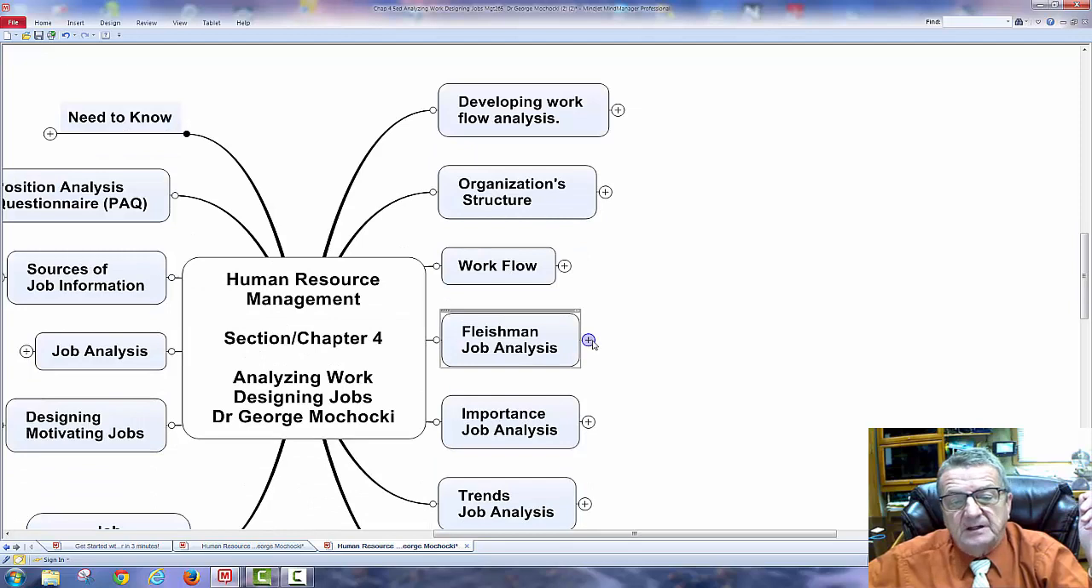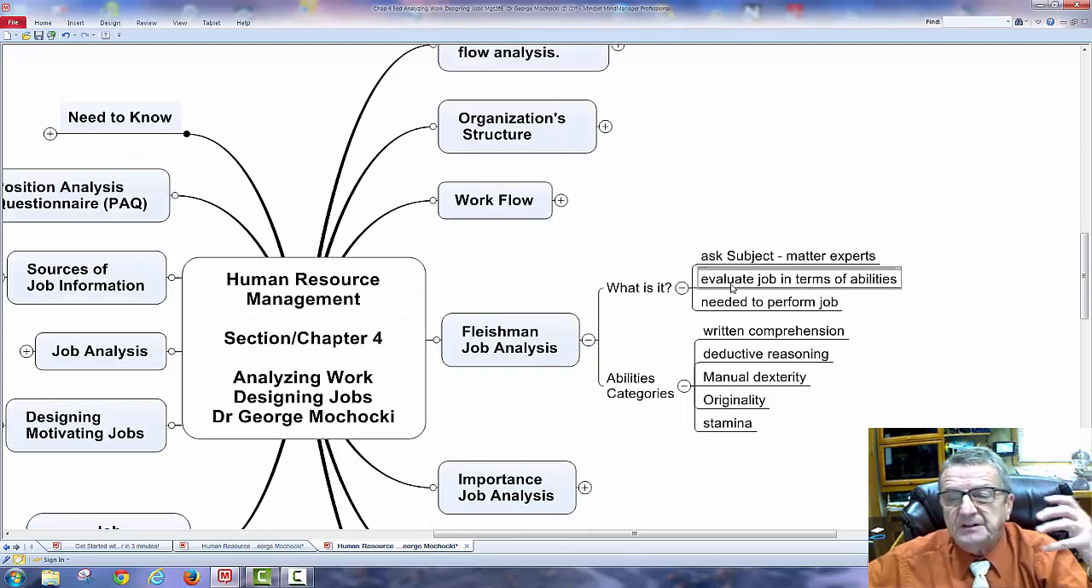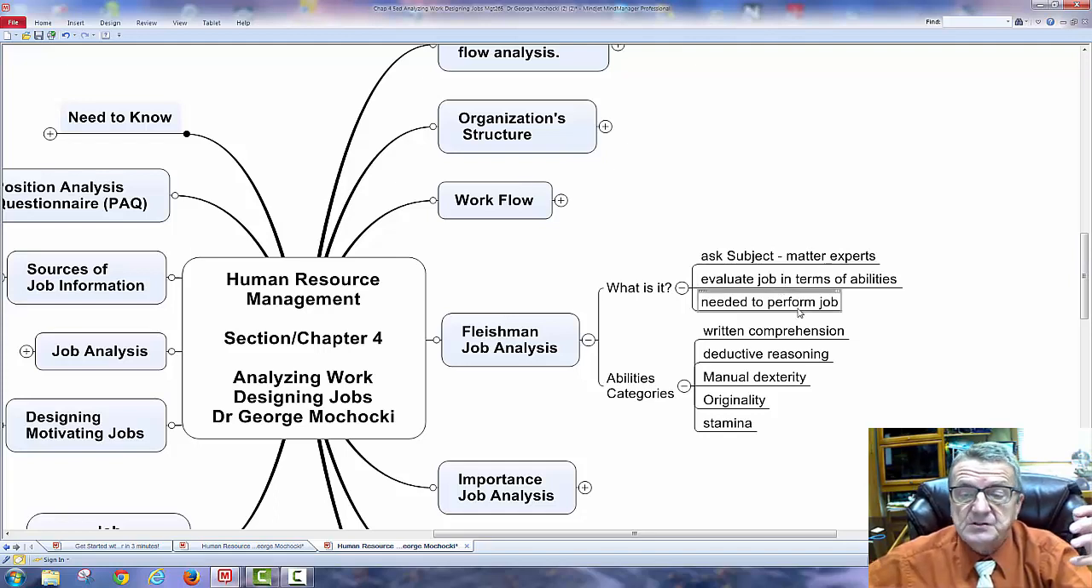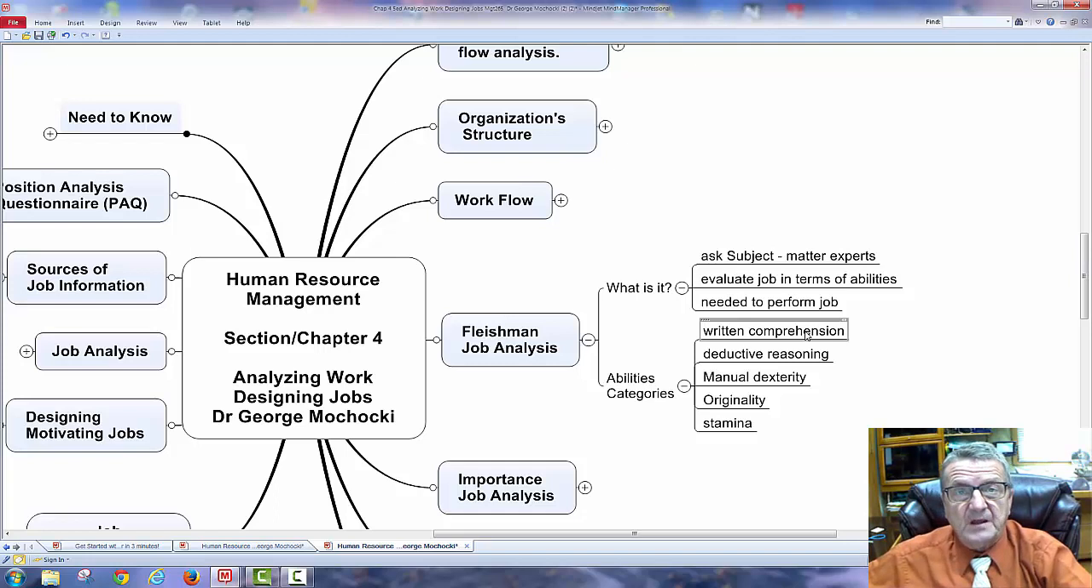And then you have the Fleishman analysis. He's looking at the subject matters, evaluating the jobs in terms of the abilities needed to perform the job. So these are basically part of my job specifications. And then certain abilities, such as written comprehension. Could you read? I'm doing manufacturing. Most people, just because they're out of high school, may still have a very low reading comprehension ability. This hurts because a lot of businesses, even manufacturing, are coming back. I need the technical skills.